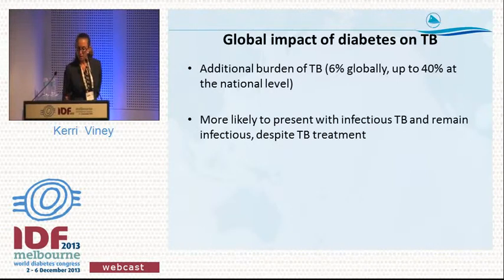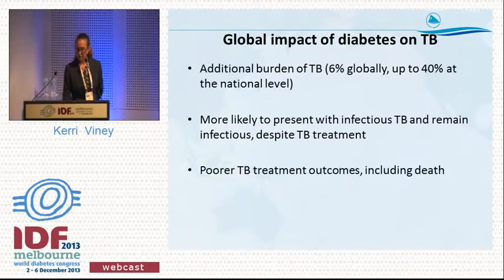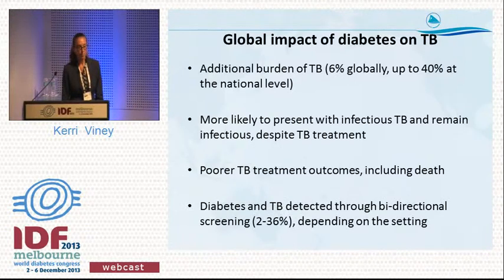We know that TB patients with diabetes are more likely to present with infectious tuberculosis, and they're more likely to remain infectious despite TB treatment that is well proven as being effective. We also know that poorer TB treatment outcomes will be recorded in TB patients with diabetes, including high death rates. And from the data on bidirectional screening, we know that it's a reasonably effective public health intervention, and that diabetes and TB detected through bidirectional screening will result in additional cases of both, and the rate depends on the setting.